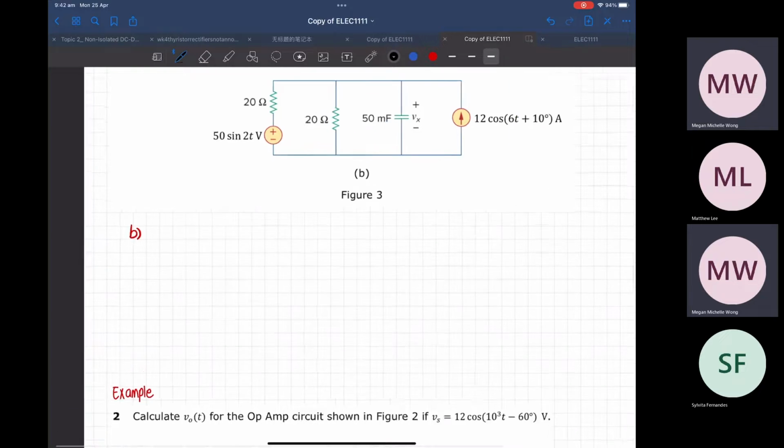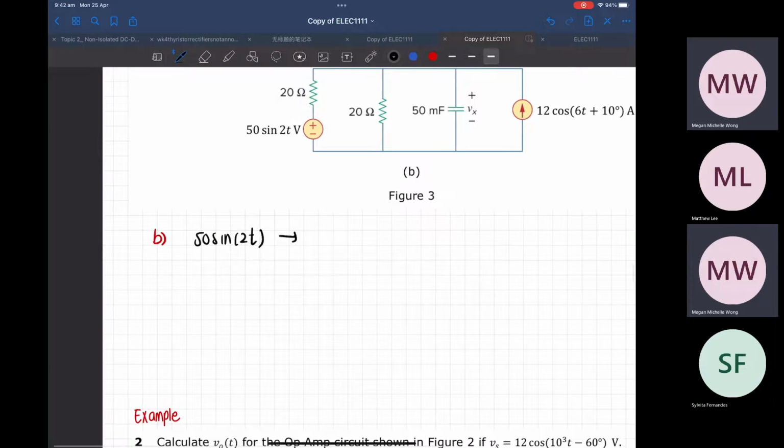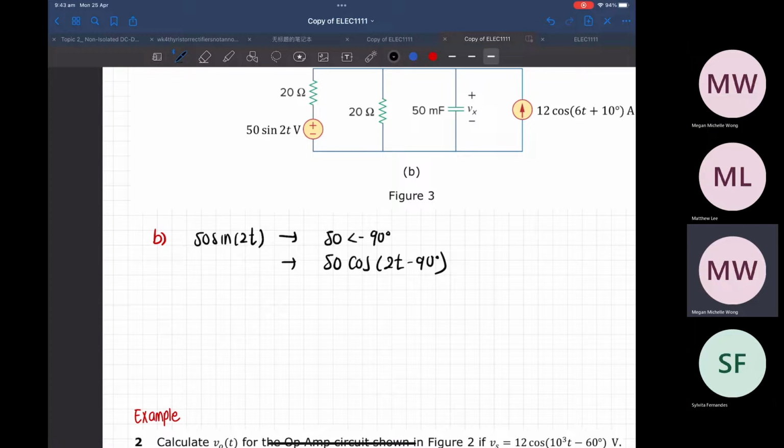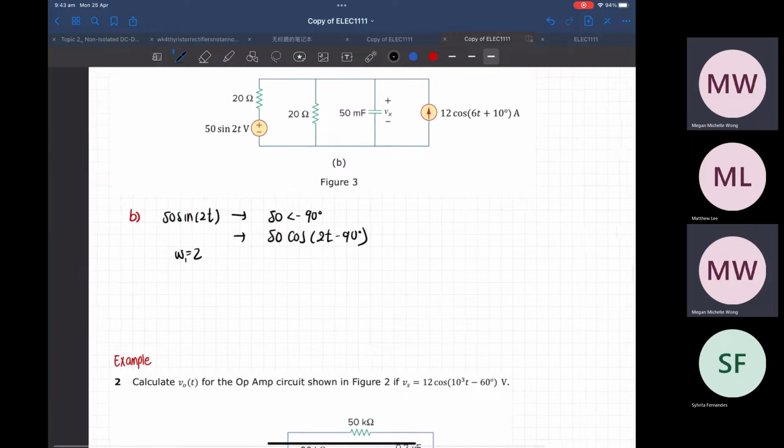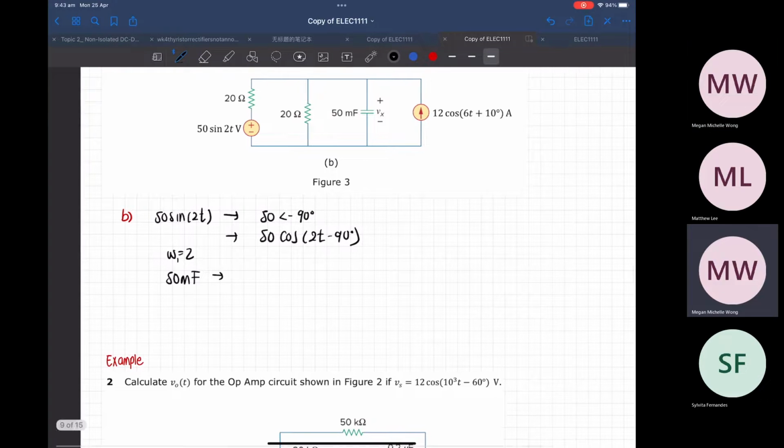So we have 50 sine of 2t, and to convert it to cosine, that will become 50 angle of minus 90, because you go to 50 cosine of 2t minus 90. And then my omega in this case is 2. So let's put omega 1 is equal to 2. And then my 50 microfarad would become minus J10.